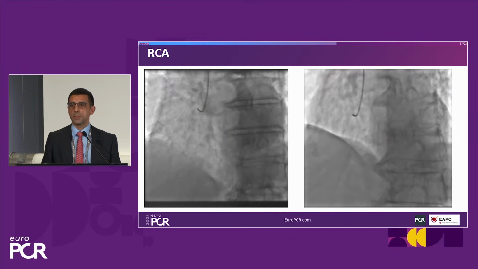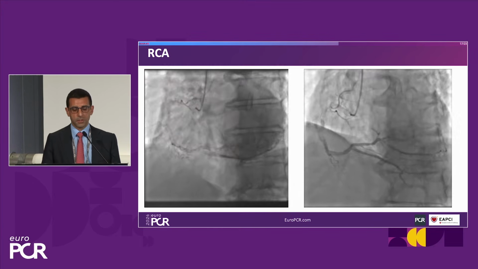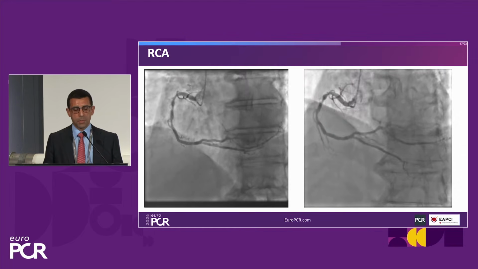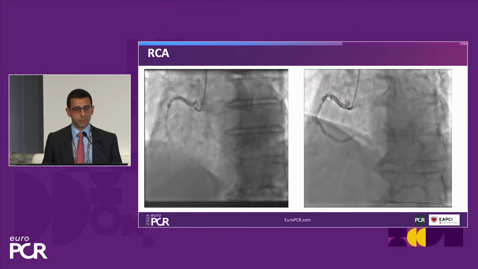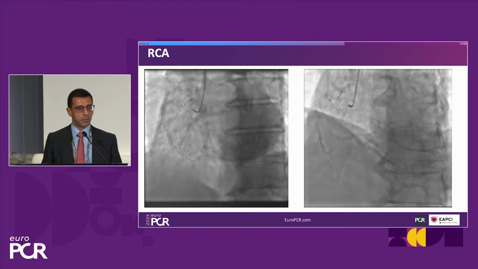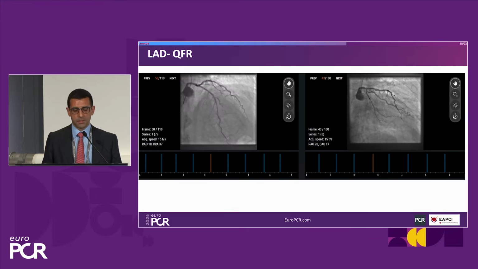So what to do with this patient? Either we can take it out from our lab and then discuss with the surgeon which will be the good solution. Either we may treat the one lesion, or my solution would be to do physiology. Either with the FFR, but then we have to open the guide wire, or with the QFR. So we made it, and these are actually the results.